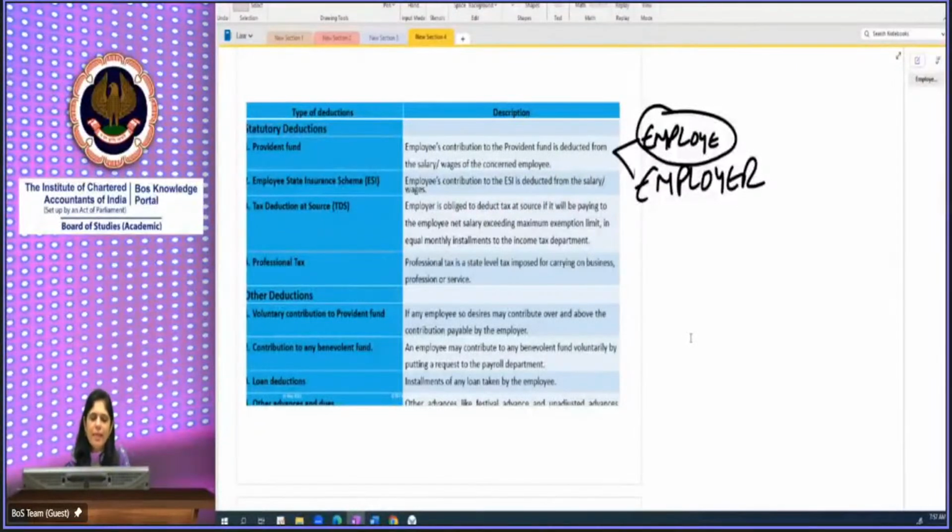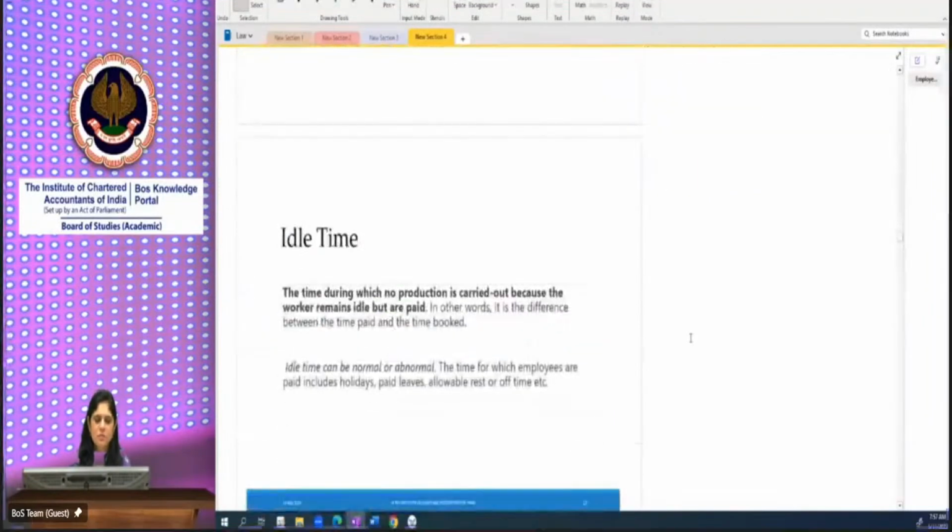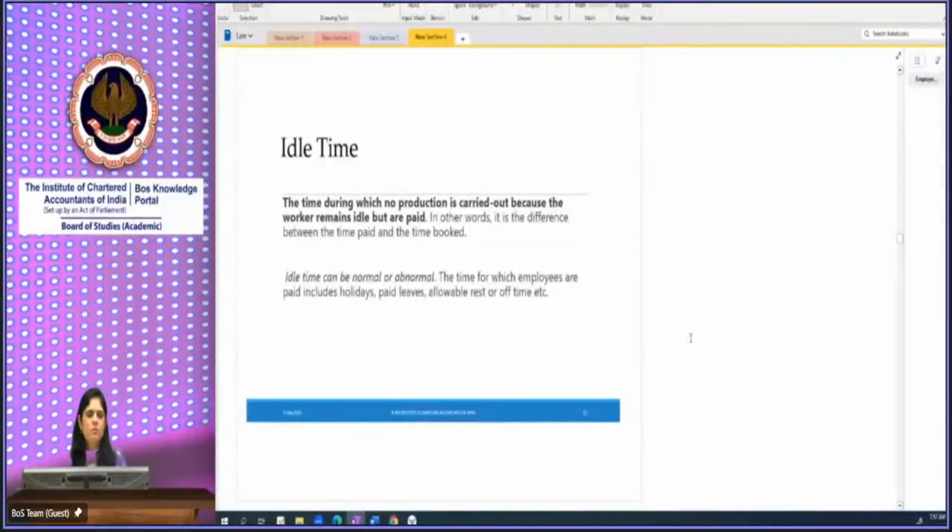All right. Then again, voluntary contribution to PF, any benevolent fund, so any other fund they are contributing, that is also a deduction. Any loan the employee has taken, that also has to be deducted from their salary. So any loan the employee has taken from the company, the loan installment is also deducted from his salary. So these are all the deductions which are made, and then the net salary is paid by the cost accounting department. Clear? So we'll understand with the help of an example also.